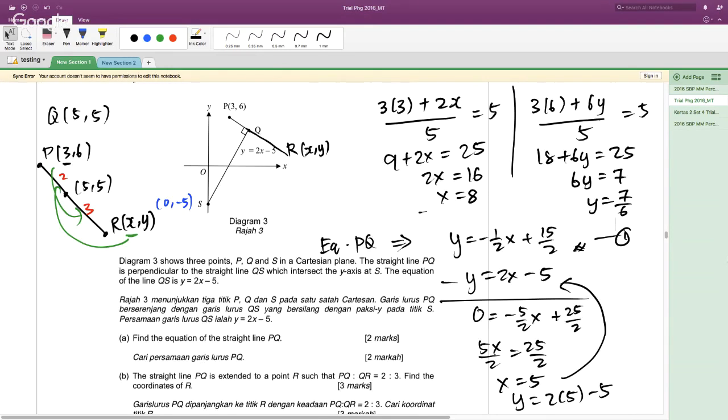This is question number 3, and I have my marking scheme over here. Yeah, 8 and 7 over 2, which is correct. Okay, so we get R, which is 8 and 7 over 2.